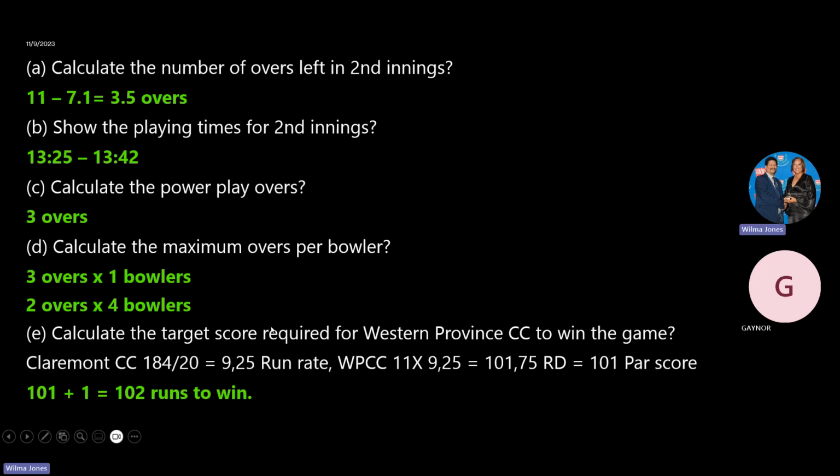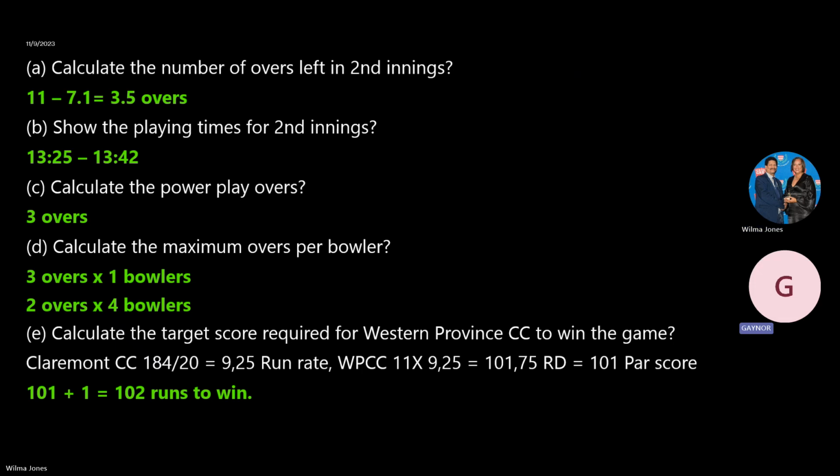Are you happy with how I calculated that target score? Do you understand how we got to 101? Yes, I've got it. Just one thing to note: if I look at calculating the number of overs left in the second innings, we must not forget that, especially if part overs have been bowled, the bowler who bowled the last over still requires to bowl the 5 balls. Yes, it doesn't fall away.